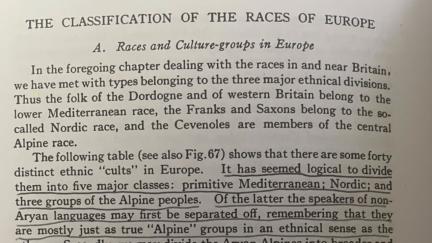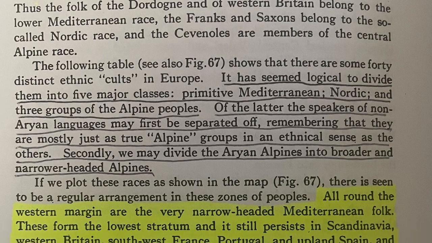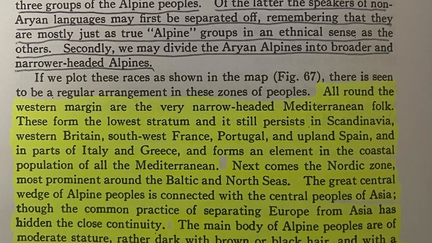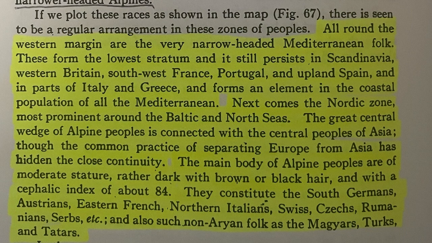So let's go ahead and move on to the book Environment, Race, and Migration, page 178. We're going to check out the highlighted portion, and we're going to get the information that we need. We're going to start with, we already know what the Mediterranean people look like. So let's start with where it says the Great Central Wedge.